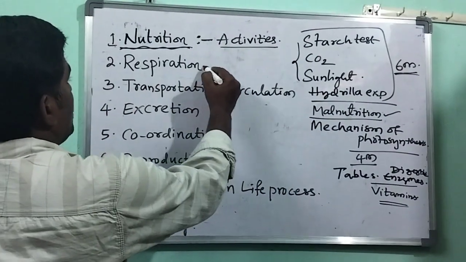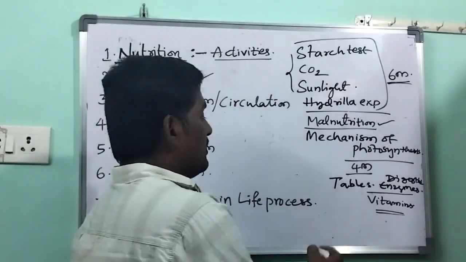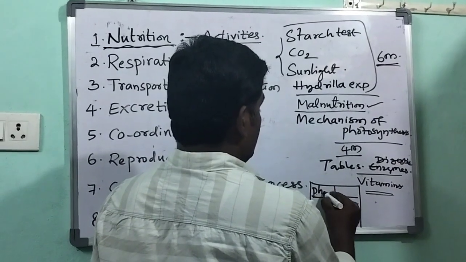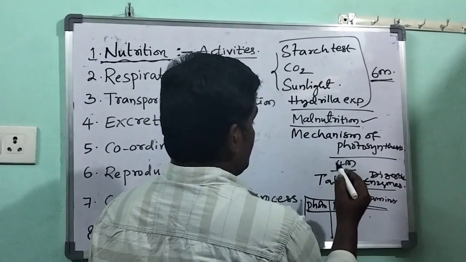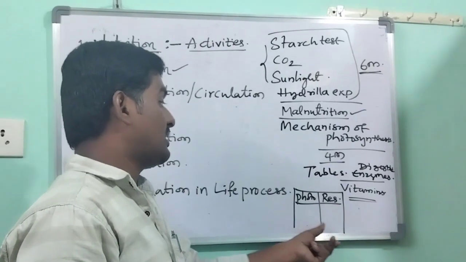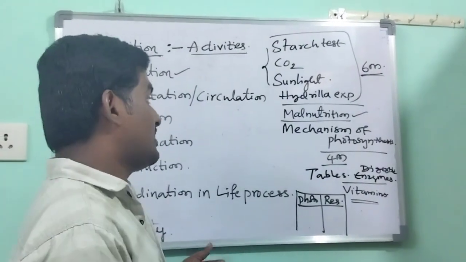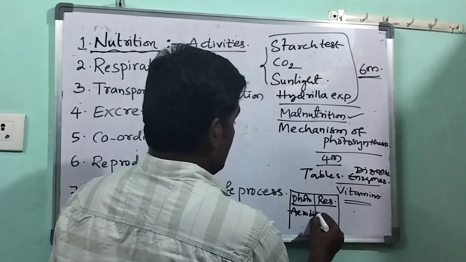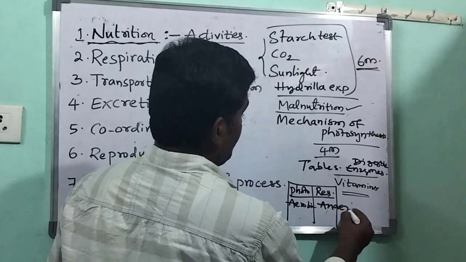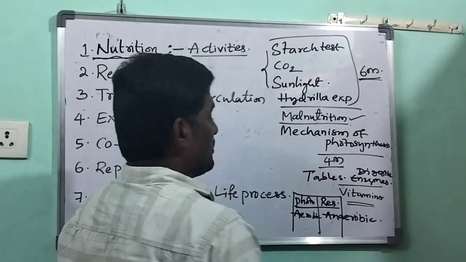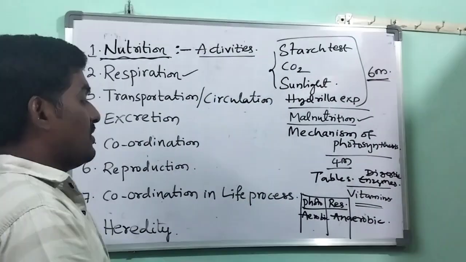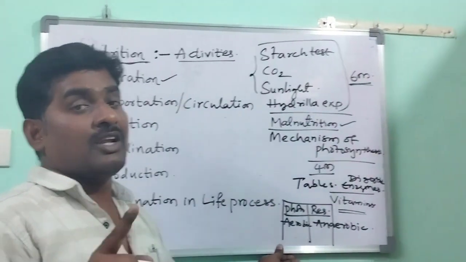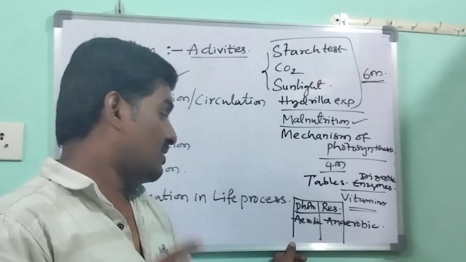Next one, respiration. If you see respiration, differentiate between photosynthesis and respiration. Next, one more differentiation is there: aerobic and anaerobic respiration. Next, if you observe, anaerobic respiration in yeast, one lab activity is there in the second chapter. Anaerobic respiration in yeast, one more question.